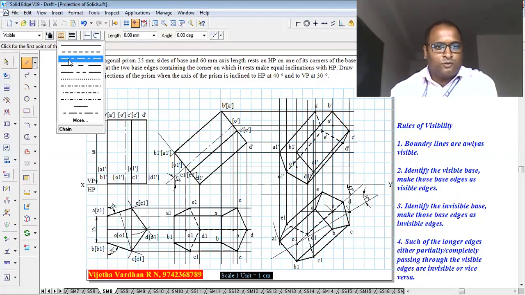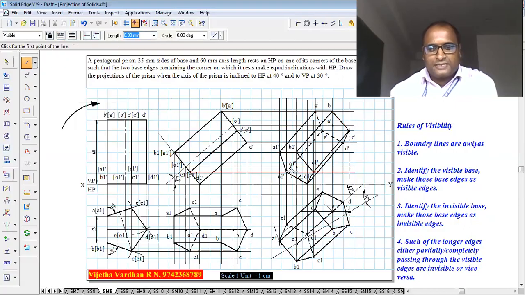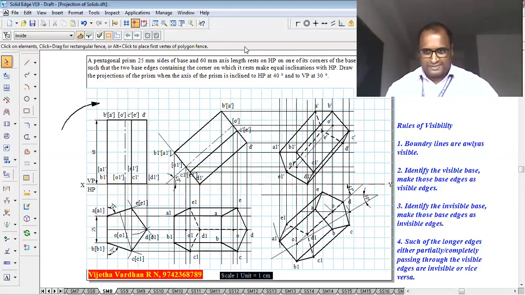And at last, without forgetting, the axis representation has to be shown from O dash to O1 dash like this. Now, this completes the problem in all aspects.